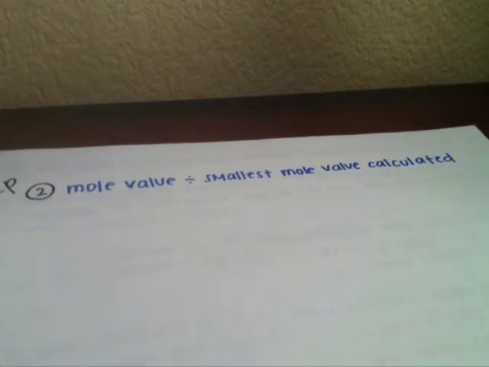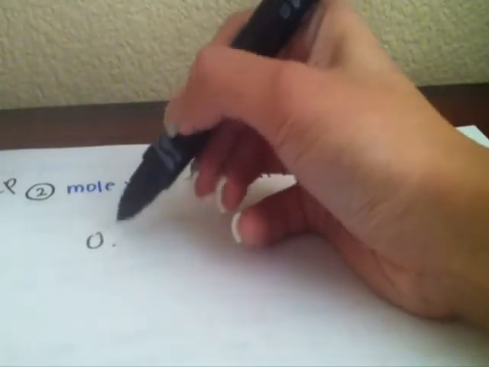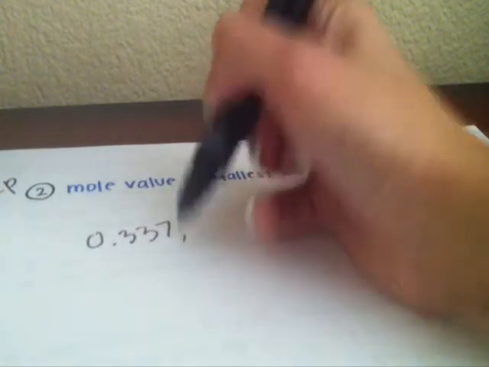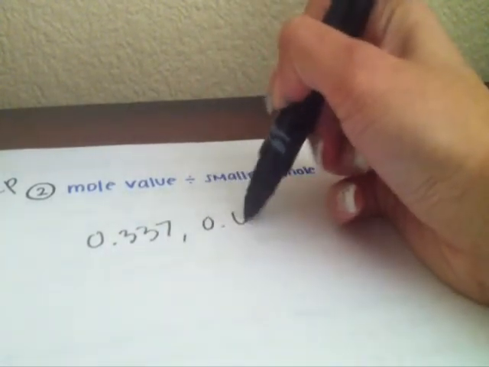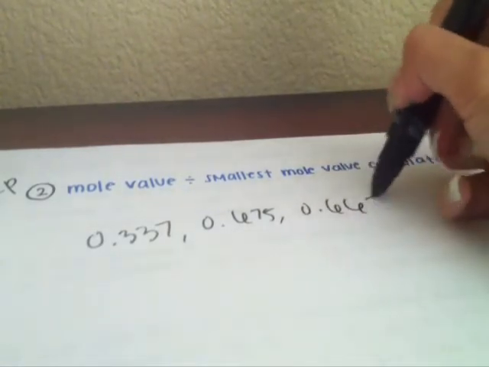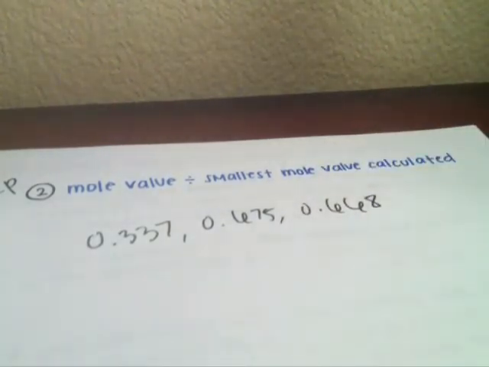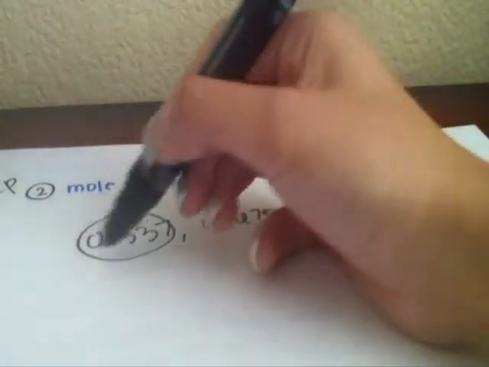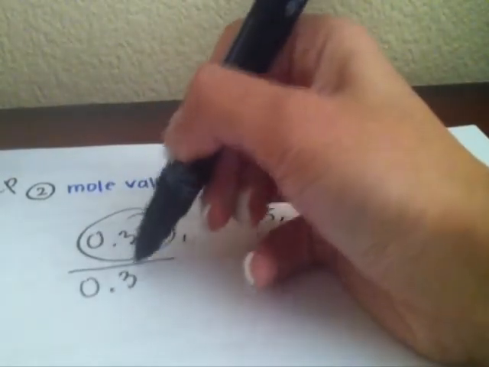Okay, so for example, if your mole values were 0.337, 0.675, 0.668, 0.337 is your smallest value, so you divide each by 0.337.